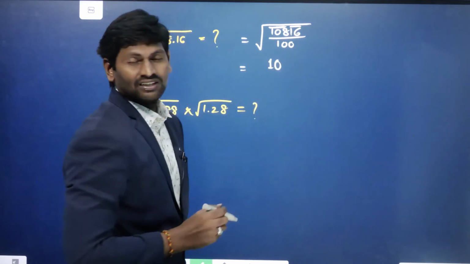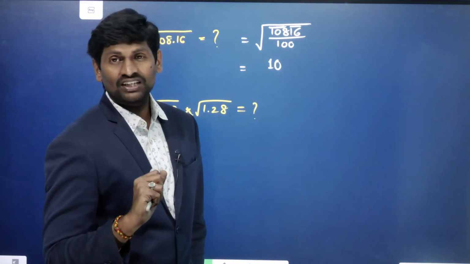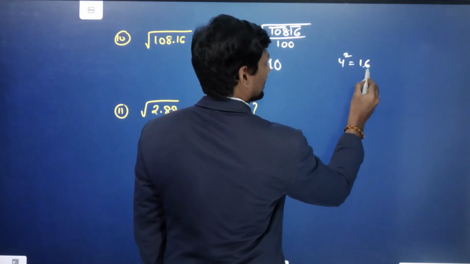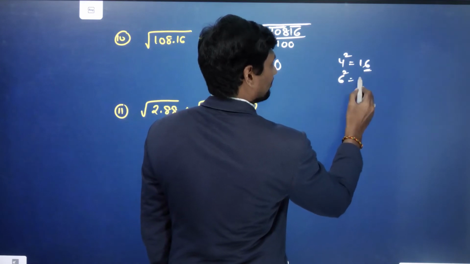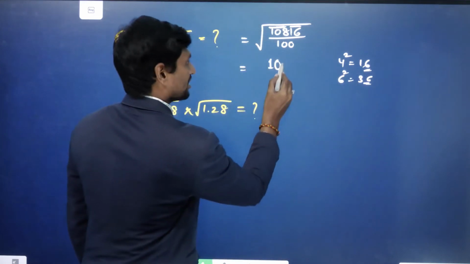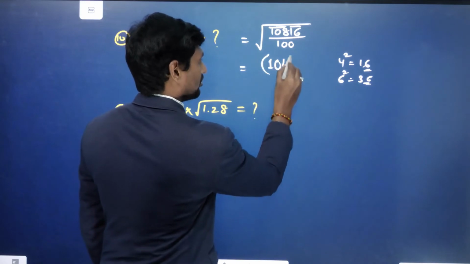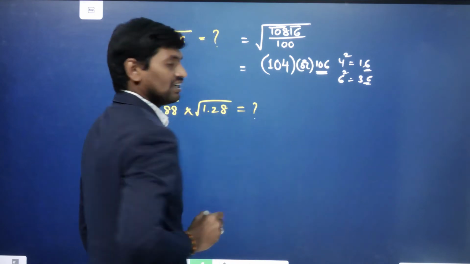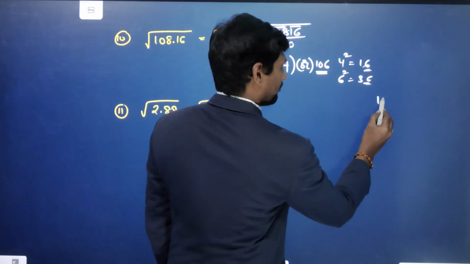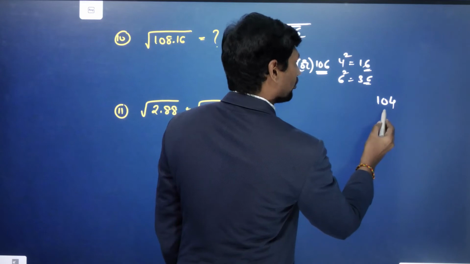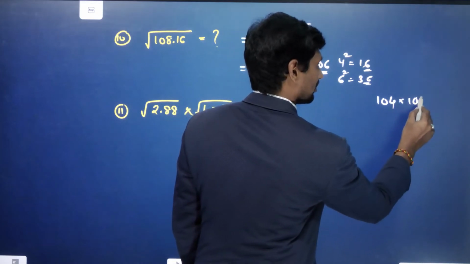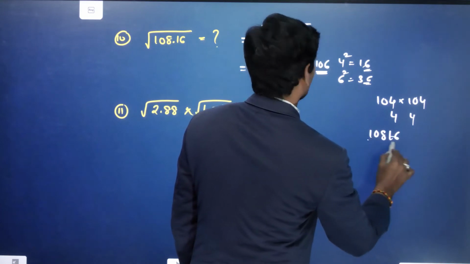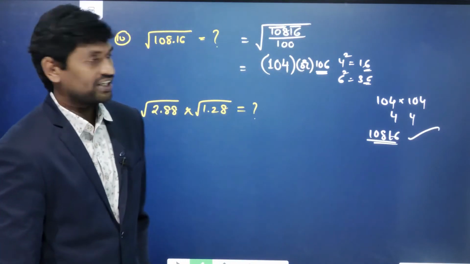Remaining 6. So what are the numbers ending with 6? 4 square ends with 16. That means ends with 6. 6 square also ends with 6. So we have the chance of 104 or 106. Let us check. I am checking 104. 104 into 104. Yeah, 4 plus 4, 8. 108, 4, 4 are 16. Yes, exactly coming. So it is the 108 square.